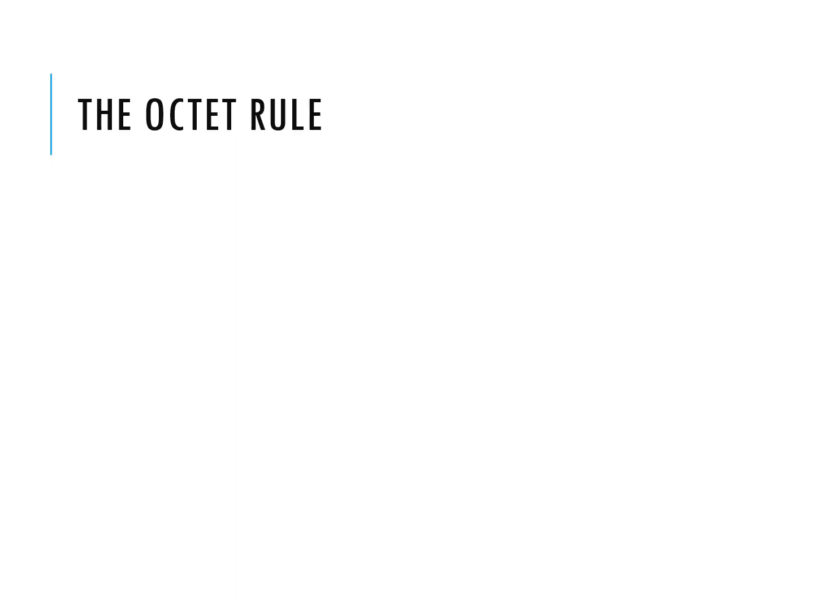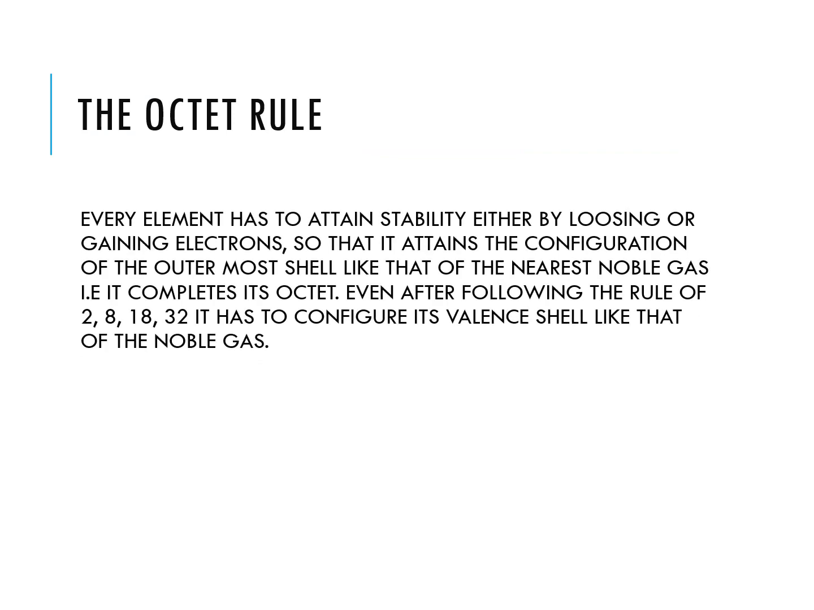Now the octet rule. The octet rule says that every element has to attain stability either by losing or gaining electrons so that it attains the configuration of the outermost shell like that of a nearest noble gas. That is, it completes its octet. Even after following the rule of the 2, 8, 18, 32, it has to configure its valence shell like that of the noble gas. As we know, the elements have different numbers of electrons in their valence shell.